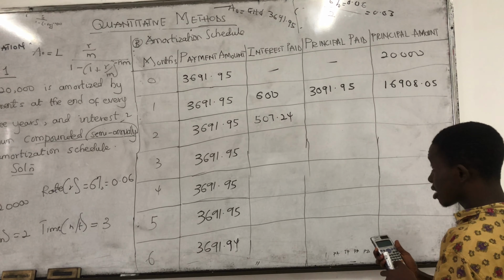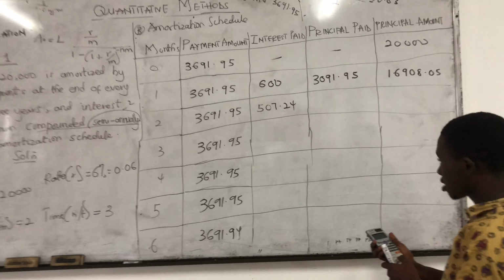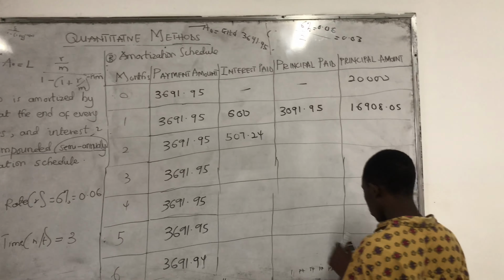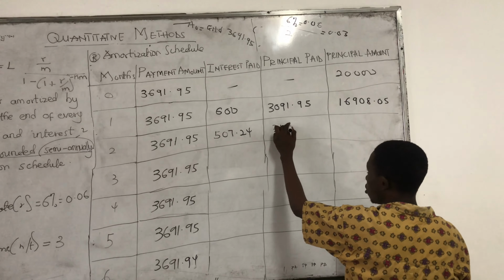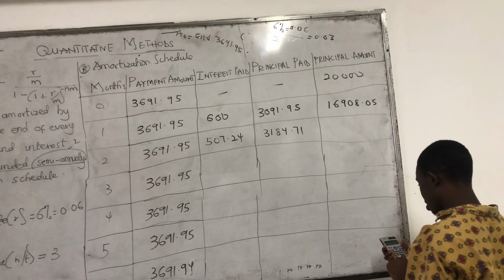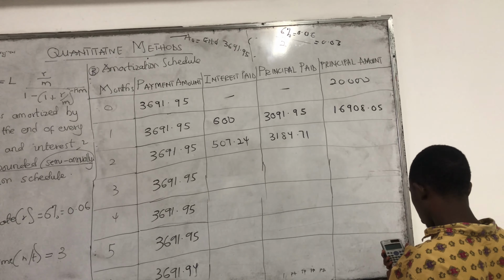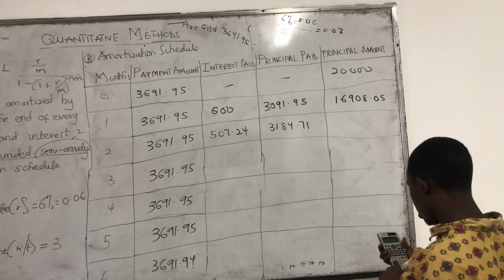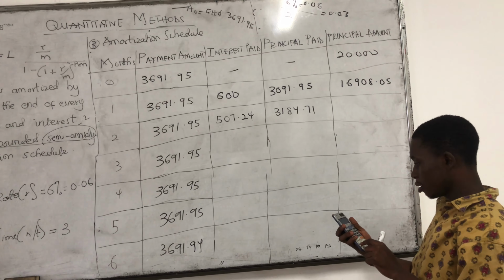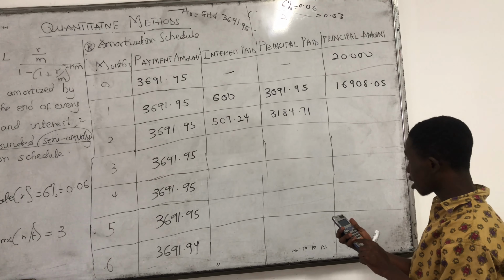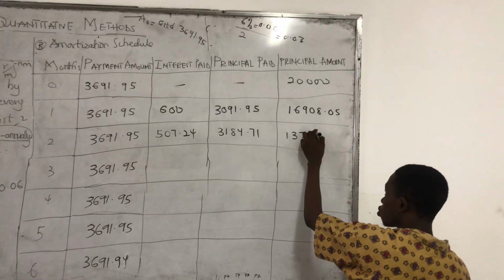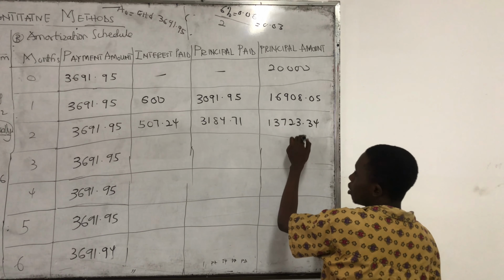Now I'm going to subtract this from the payment. So 3691.95 minus 507.24. I'm getting 3184.71. Now this is subtracted from the principal: 16908.05 minus 3184.71, getting 13723.34.